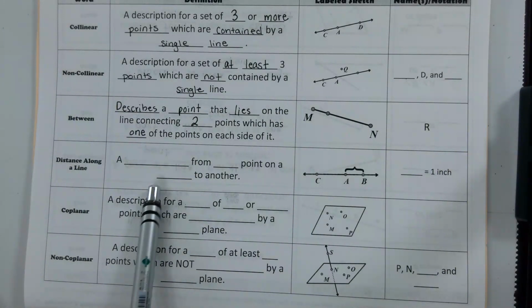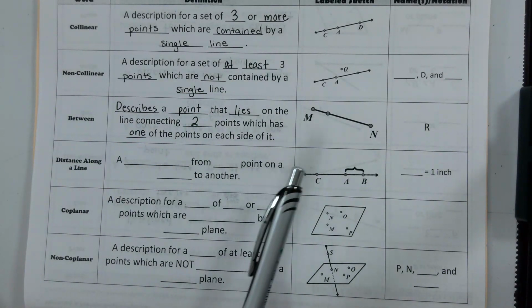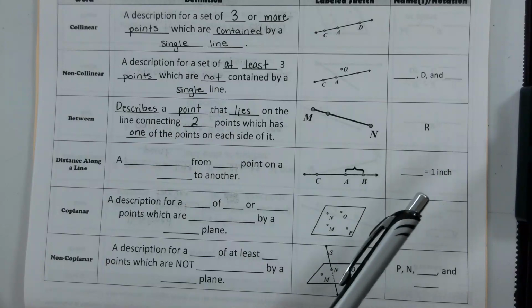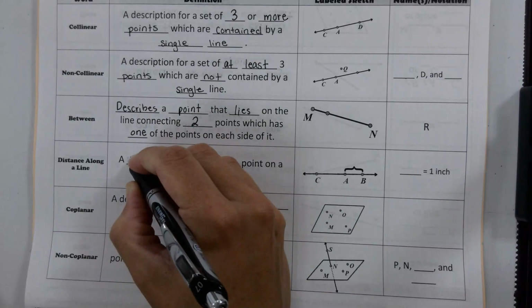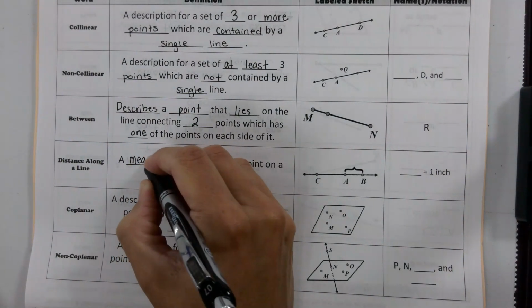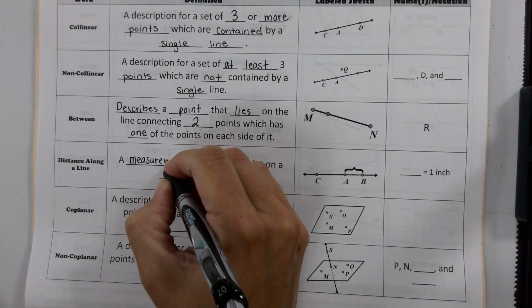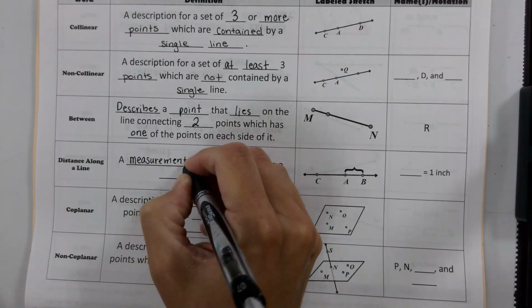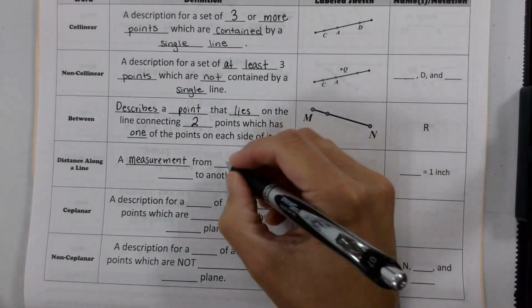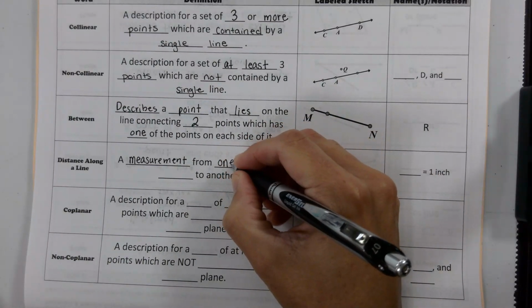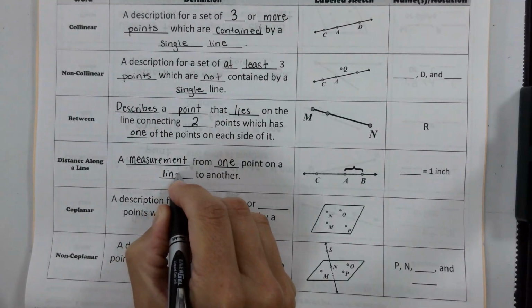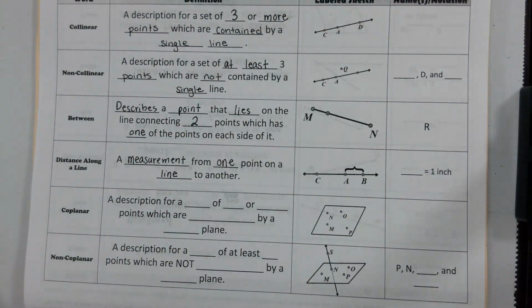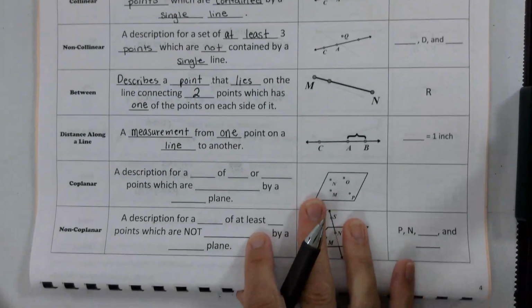Distance. This is another one that's not really going to make sense until we talk about the picture and we talk about the notation, but distance is going to be a measurement. I want you to measure if I ask for the distance. I want you to find a measurement from one point on a line to another. Right now it seems pretty self-explanatory, but again, it'll make a little bit more sense when we fill out the rest.